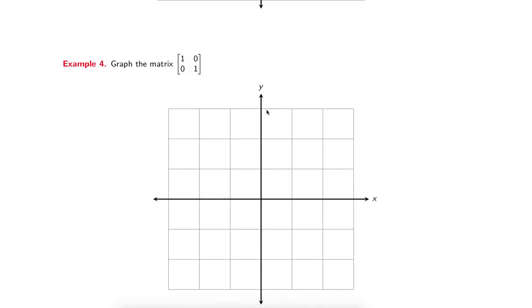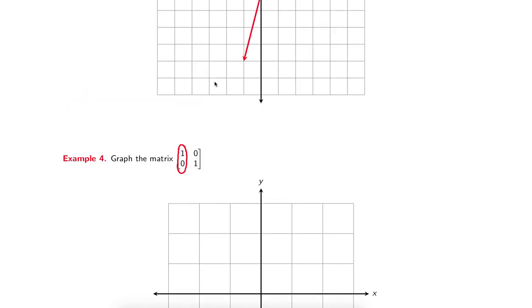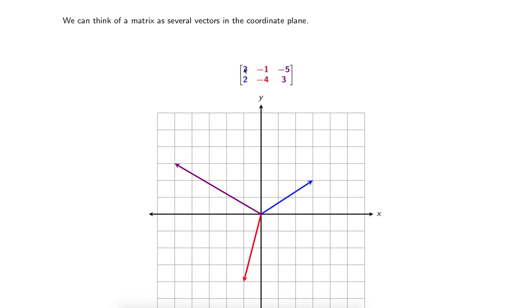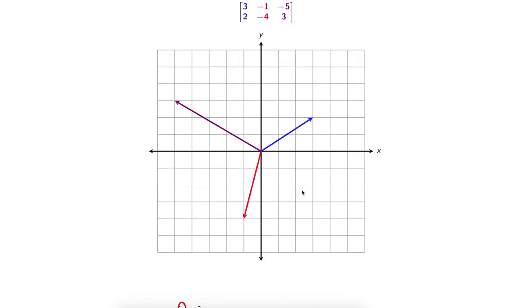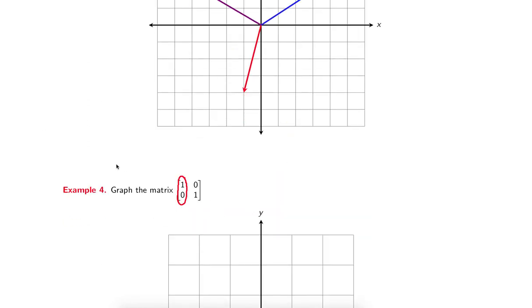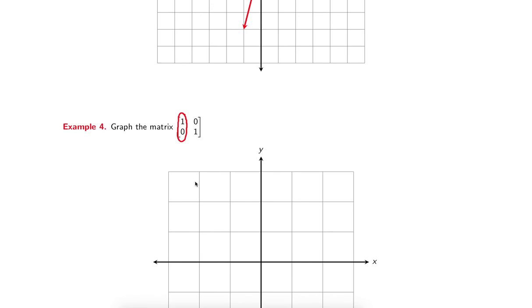So let's take a look at 1, 0, 0, 1. If I'm going to look at this as a series of vectors, I have this vector here, much like we had started with this blue vector, 3, 2. And then we have another vector in this second column. So each column we can look at as its own vector.